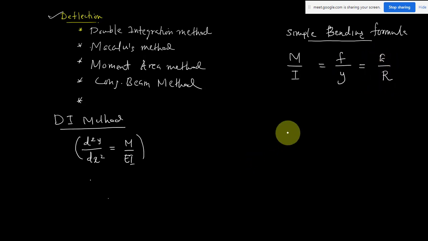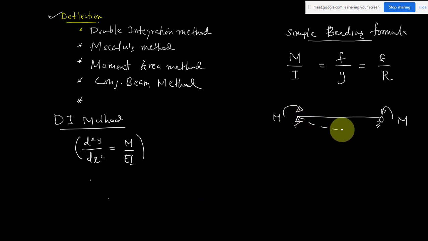So what is this equation? Suppose we have a beam, and there is some moment acting, some loading, something like this. Once you have some loading on the beam, what will happen? It is going to deflect. It will deflect like this, it is going to bend like this. Once it is bent, there will be some bending stress, that is your f.